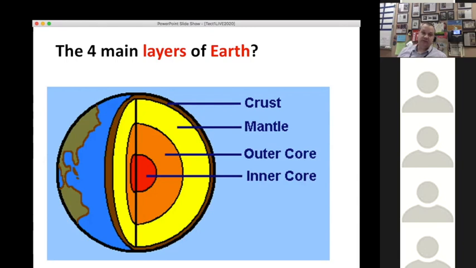So I want to do some quick review from last semester. Remember that the Earth, we learned, has layers. Has layers because of density. The most dense layers are in the middle, and the least dense are on the surface, the outside. So we have the crust, the mantle, the outer core, and the inner core. Very hot in the middle, cold and thin and rocky in the crust.